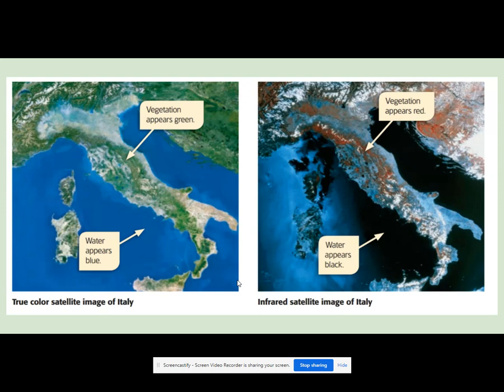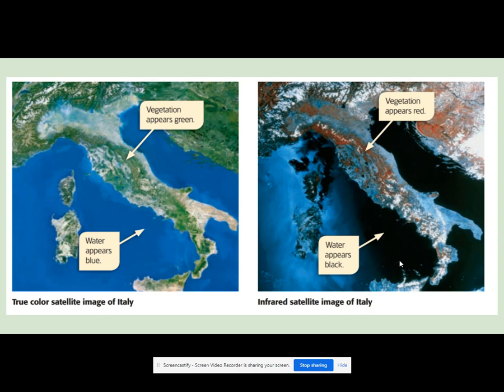So here's an example of true color images on the left. So this is for Italy. This is what we typically think of as a real picture, what we would think of the earth being like. So vegetation, so trees and things are green, water is blue.